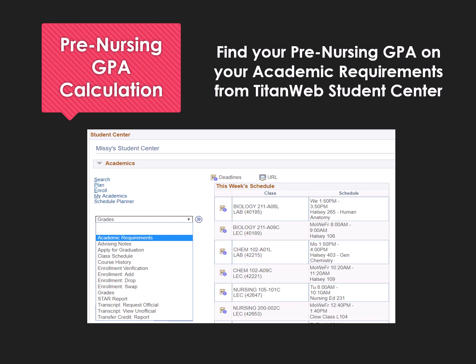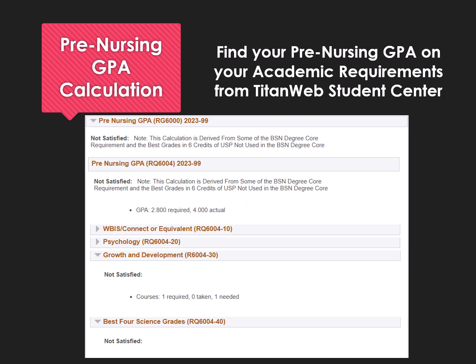For the pre-nursing GPA calculation form, begin by finding your pre-nursing GPA and course history on your Titan Web Student Center. Log into your Titan Web account with your NetID and password and make sure you are on the Home or Student Center. From this page, you will click the drop-down menu in the Academic section on your Student Center and select Academic Requirements. Then click the double arrows next to the drop-down menu. This will take you to the Academic Requirements page.